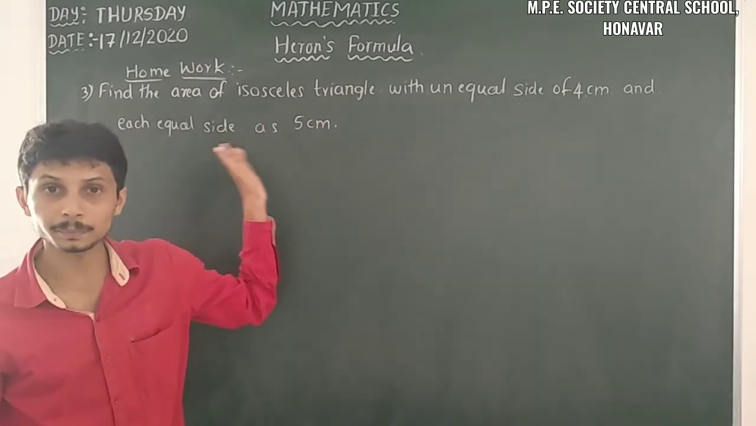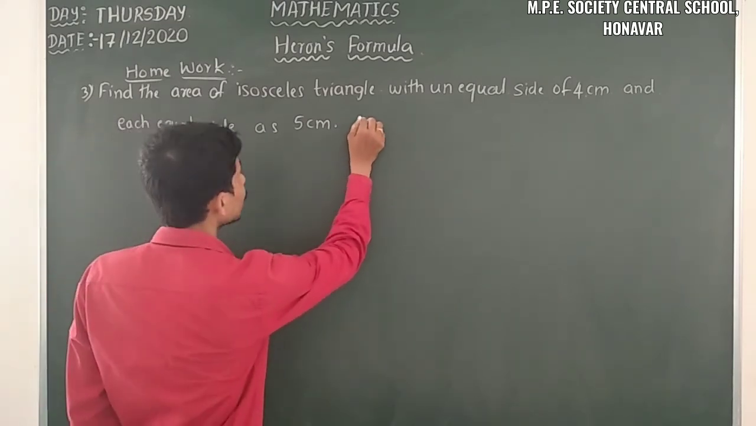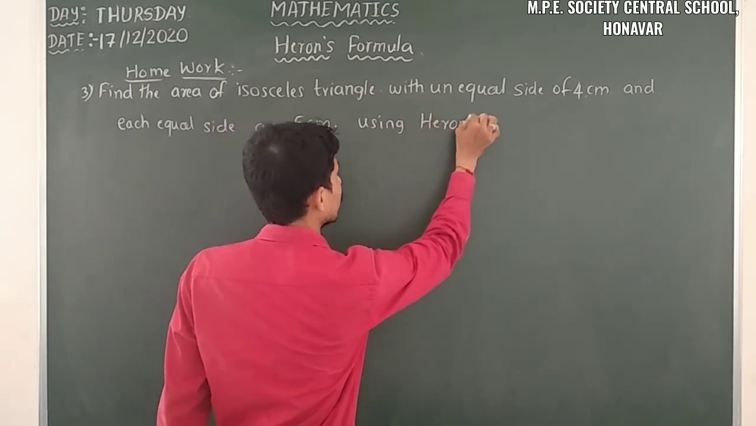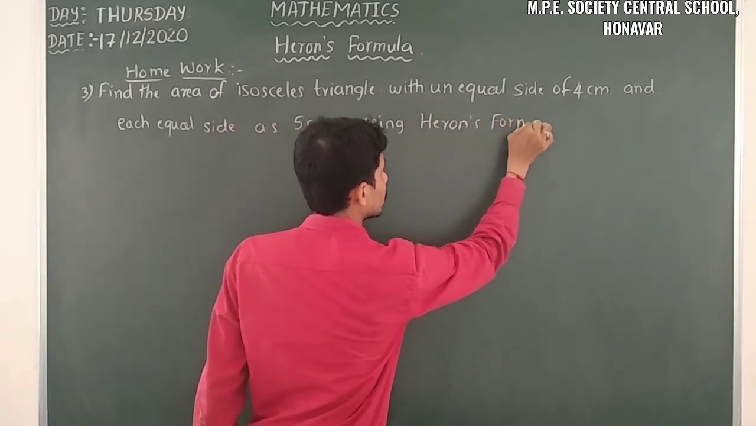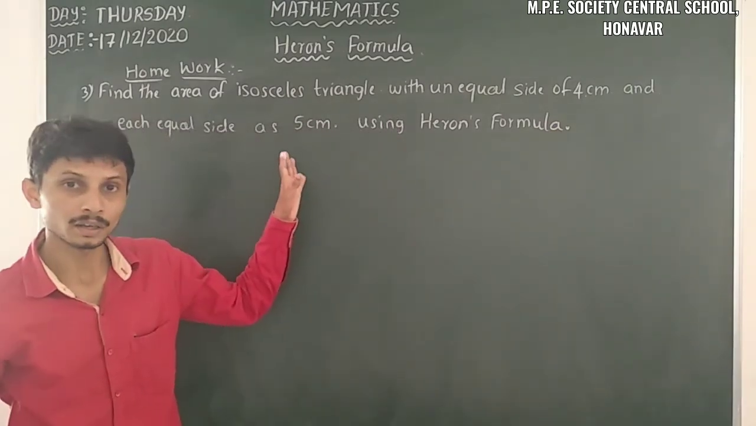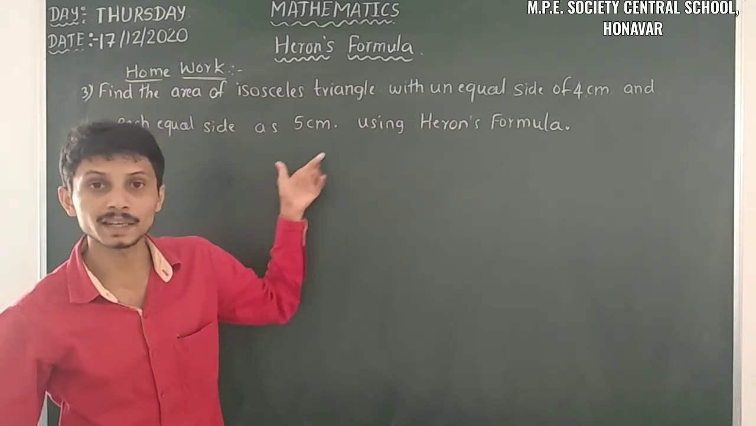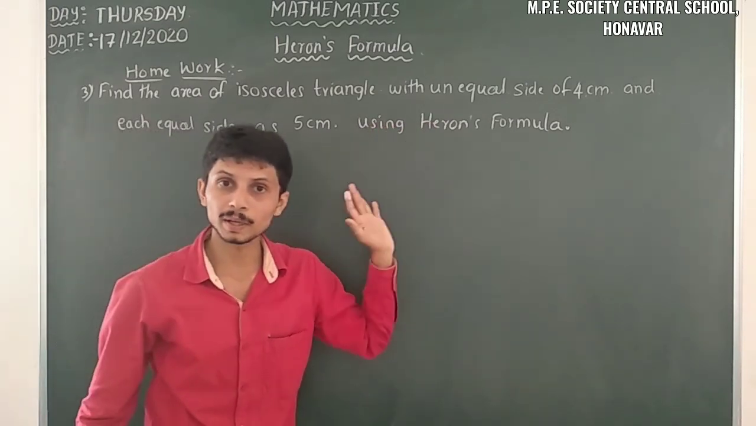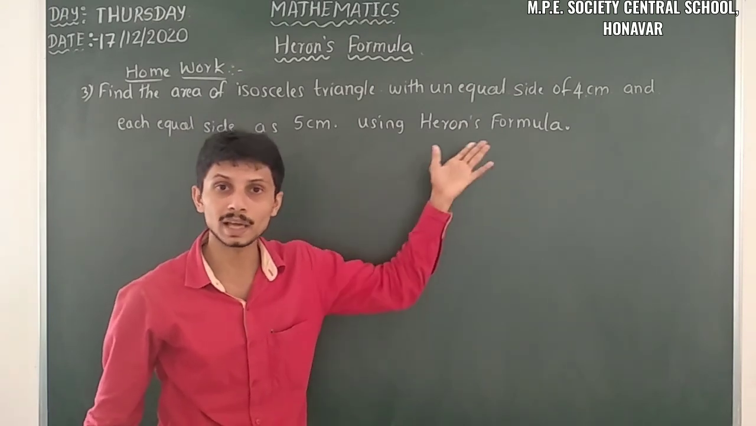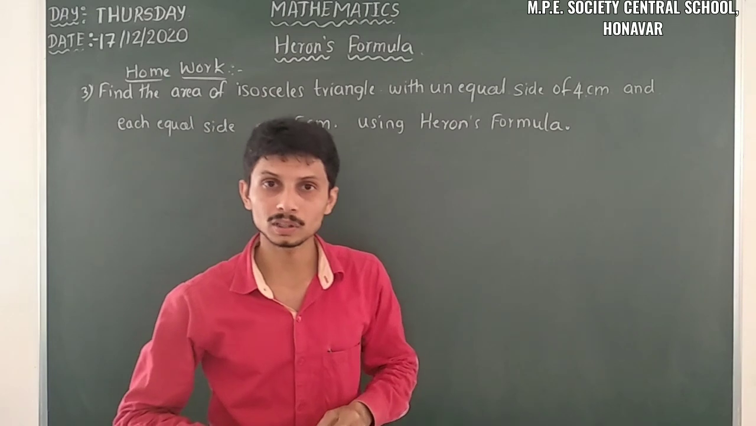So using these measurements, you have to use Heron's formula only to find the area of this triangle. Half of the perimeter is not given here. We have to find it with the help of the sides of the triangle. Yes, I hope you understood these things.